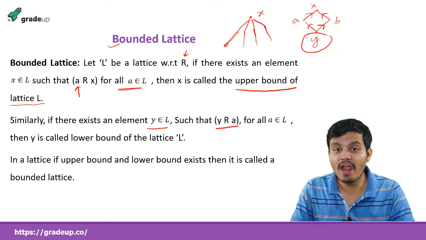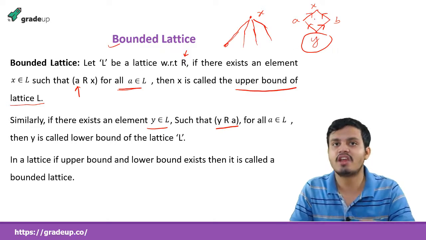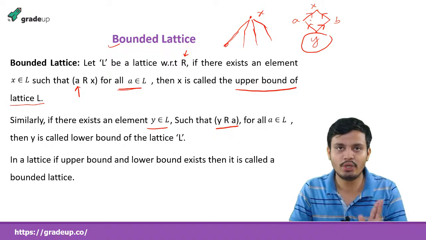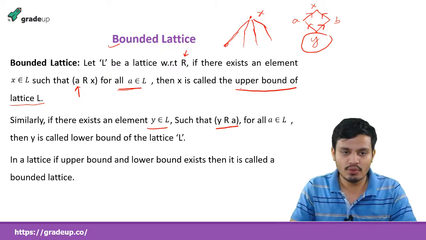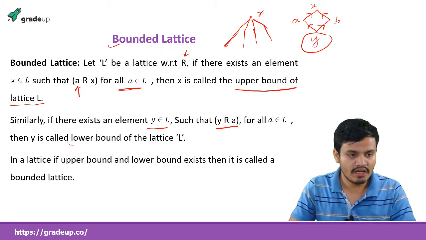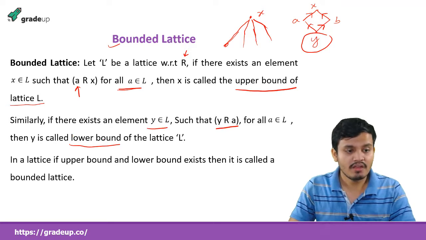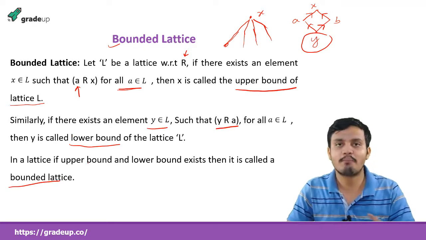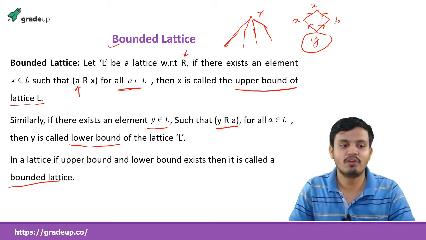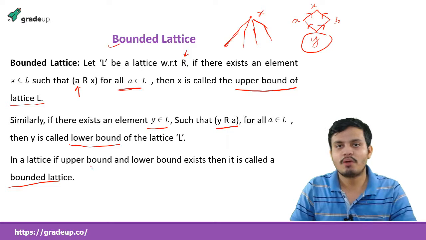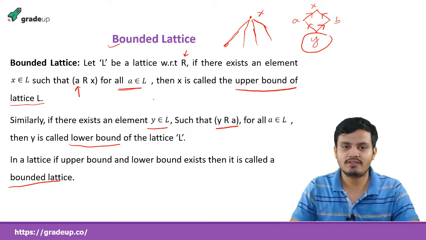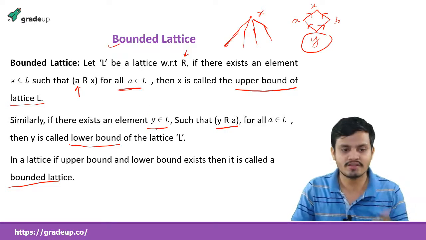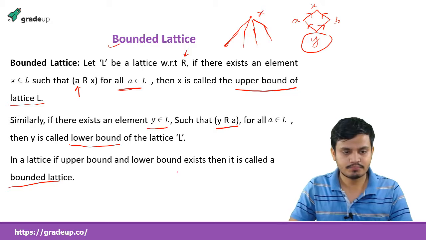And when every element is related to X, then X will become the upper bound. So you need to understand these two terms. When you have upper bound and lower bound in a lattice, then it is called a bounded lattice. When you have both of these, upper bound as well as lower bound, then it will become a bounded lattice. Okay, now I am giving you an example of a lattice which is not a bounded lattice. There are many examples, and I am giving one.